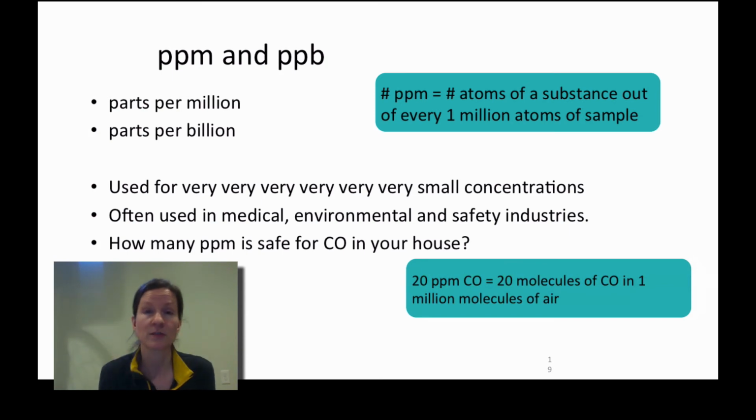So again, we use it for a lot of environmental things or safety things or things where what we're measuring we don't want a lot of, right? You don't want a lot of lead. Certain amounts allowed, not a lot. We don't want carbon monoxide. Certain amounts allowed, not a lot. So the standard in your house is that you can have 20 parts per million of carbon monoxide, which means 20 molecules of carbon monoxide per every 1 million total molecules in the air. And any more than that would then become dangerous.